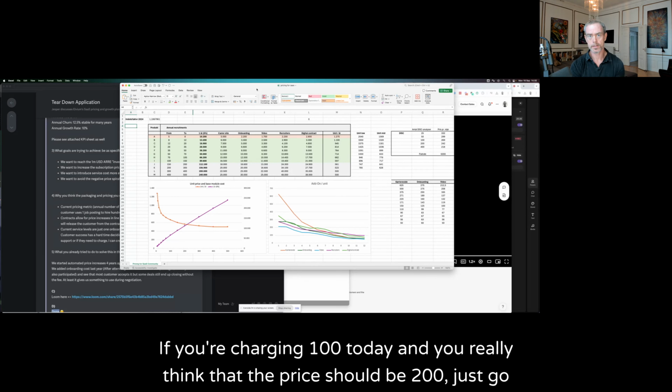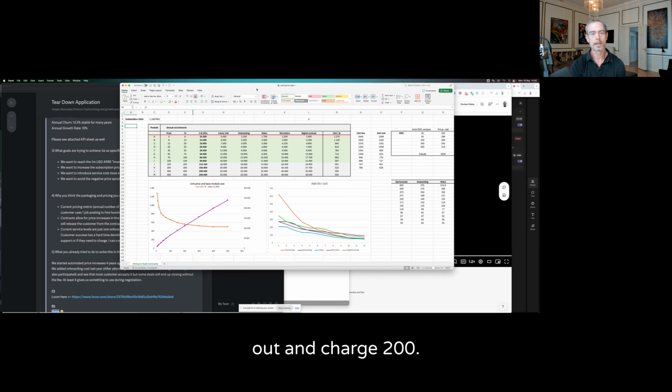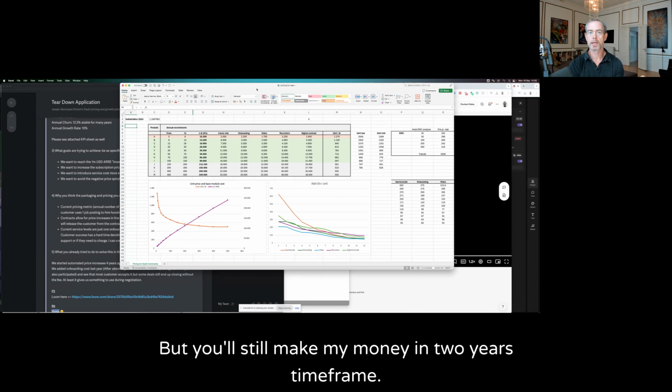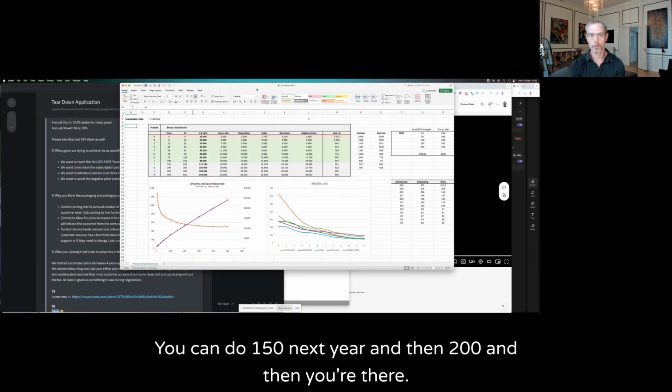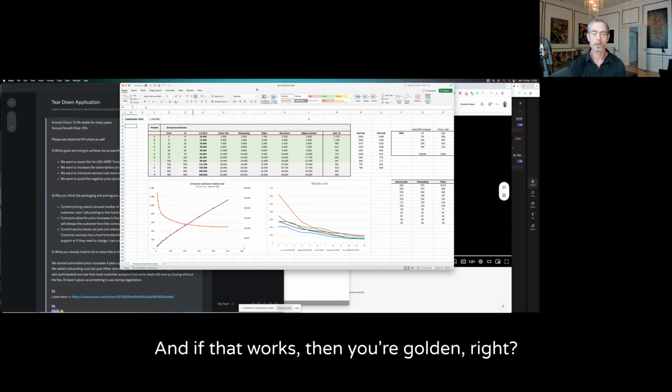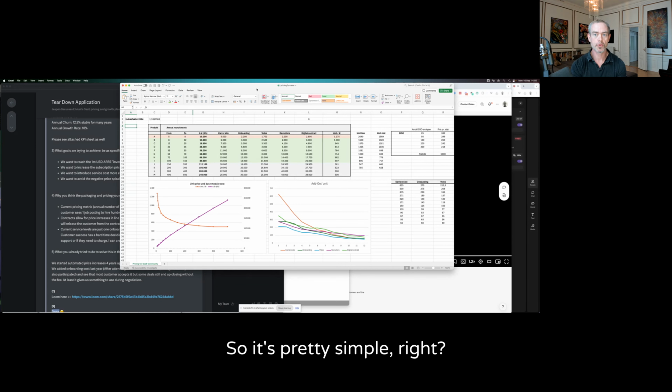If you're charging 100 today and you really think that the price should be 200, just go out and charge 200. And if it then takes, let's say, 2 years to transition the new customers to that price, so be it, right? But you'll still make more money in 2 years' time. You can do 150 next year and then 200, and then you're there. How do you know? Well, you can take 200 and try to sell it in the market. And if that works, then you're golden, right? So it's pretty simple, right?